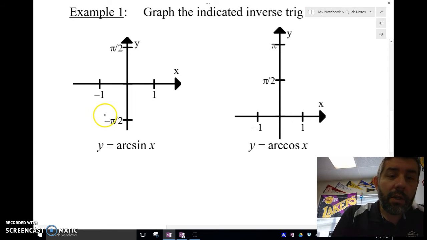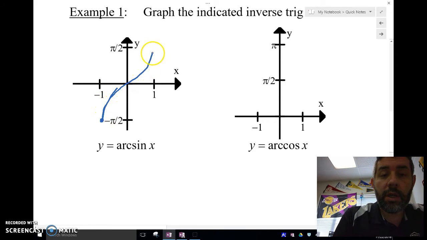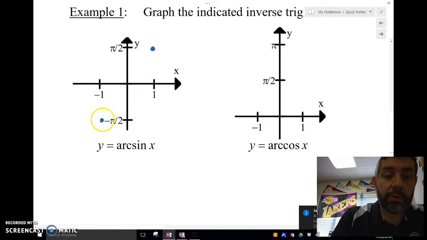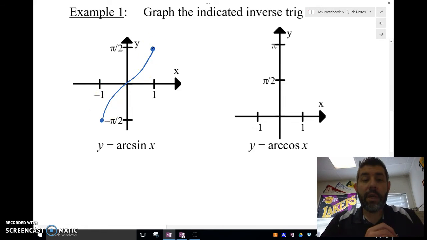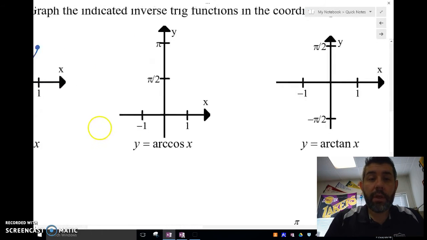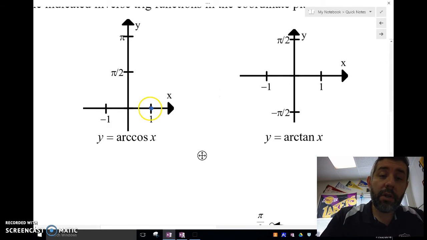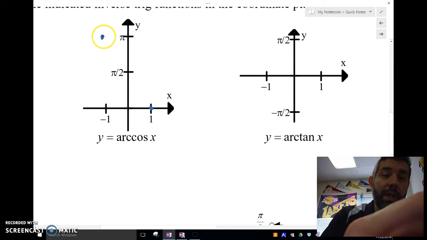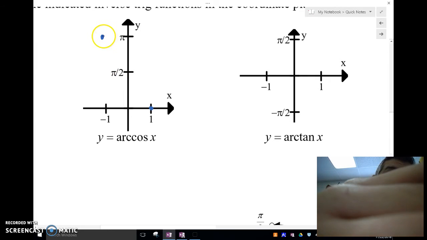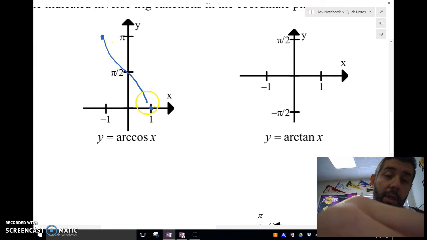Arcsine goes from -1, -pi/2, and curves through 0, 0, and up to 1, pi/2. I'll draw that a little bit better here. That's arcsine. Arccosine, however, starts at -1, pi, goes through 0, pi/2, and like that.